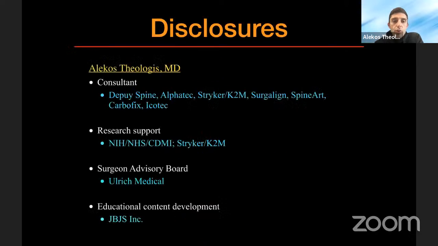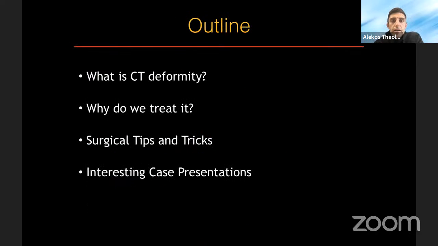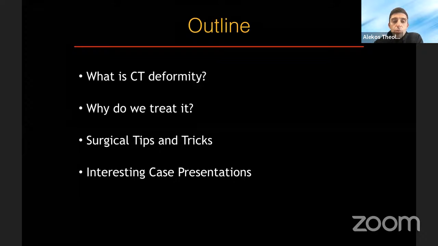No relevant disclosures. By way of outline, we'll be talking about, at its basic, what is cervicothoracic deformity, why do we treat it, then go into surgical tips and tricks, and then end on the last half an hour with interesting case presentations. Those will be led by our three current fellows, Ali Maziad, Amir Udarzi, as well as Ravi Srinivas. And again, thank you to the Seattle Science Foundation for this opportunity.